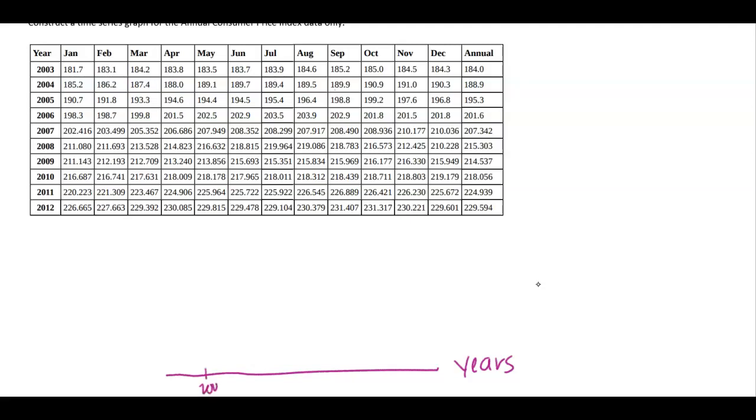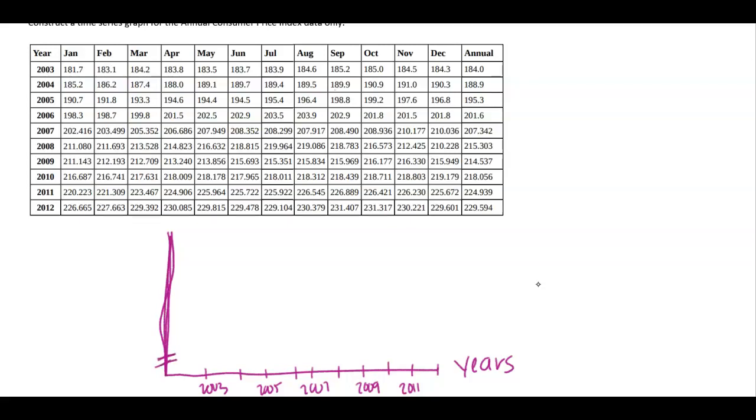So we'll have 2003, 4, 2005, 6, 2007, 8, 2009, 10, 2011, and 12. And then I'm going to have a break. Oh my goodness, that was not straight. Here, we'll just straighten it like this. We'll have a break in the graph, and that's fine.